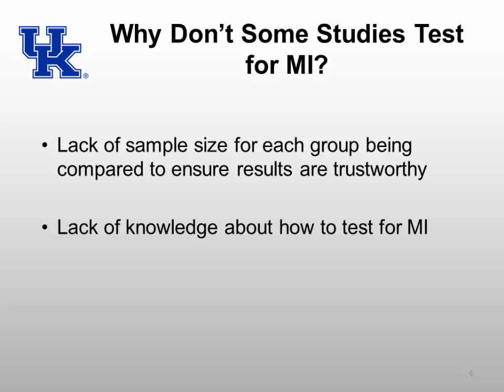Why don't some studies test for measurement and variance? You'll read studies where they haven't done any measurement and variance testing. Sometimes it's a result of a small sample size. You need an adequate sample size to do measurement and variance testing to be sure that you have trustworthy results. And sometimes it's a lack of knowledge about how to test for measurement and variance. So if a researcher doesn't know how to do these procedures, they may skip this step. But we're going to propose to you that it's a really important step that we all learn and practice in all our research.